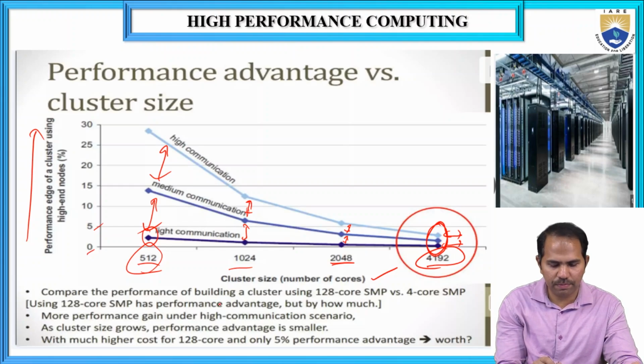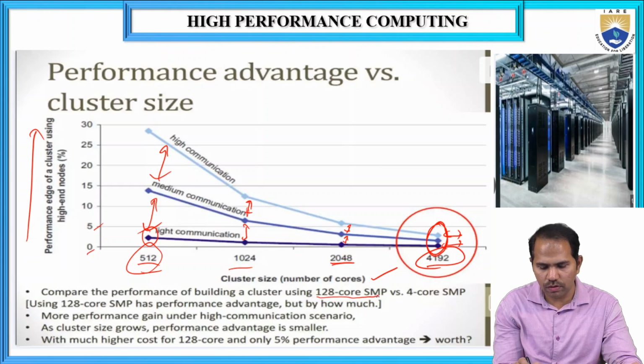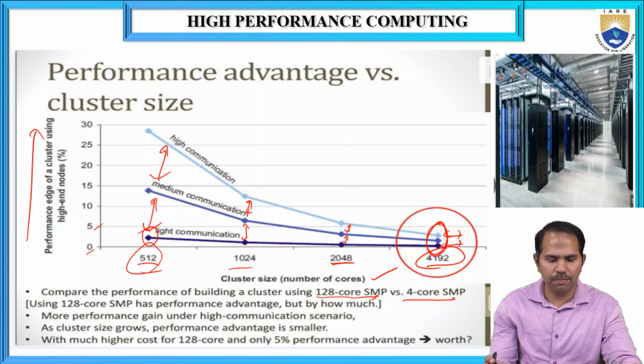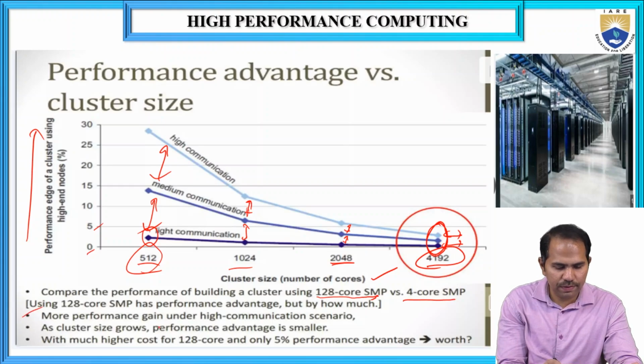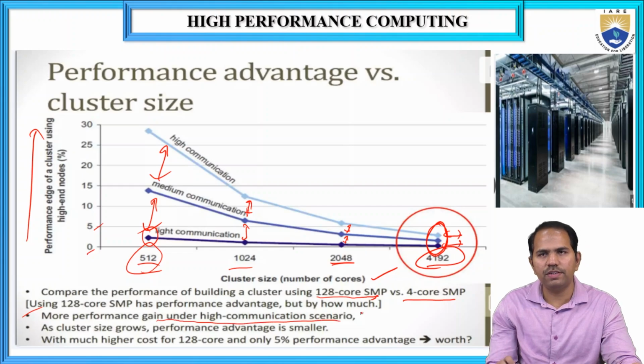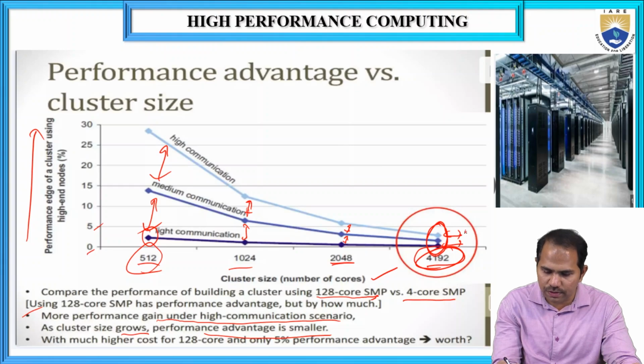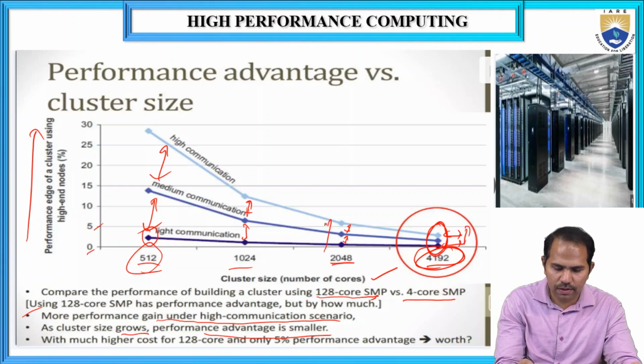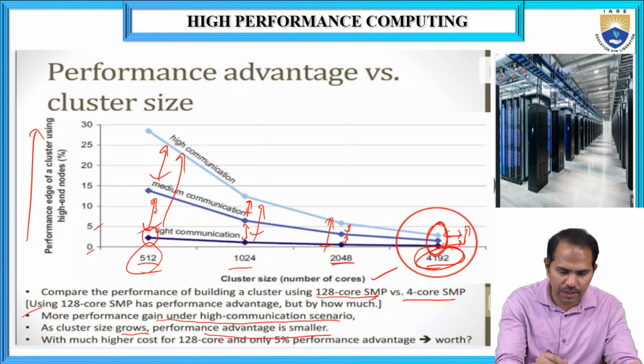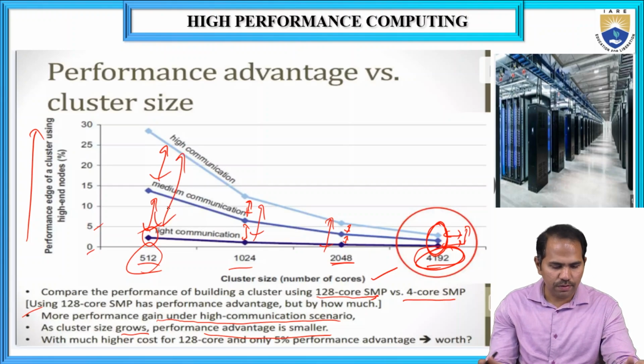Now here we compare the performance of building a cluster using 128-core SMP, symmetric multiprocessor systems, versus 4-core SMP. There is more performance gain under a high communication scenario. As cluster size grows, the performance advantage is small. At 4000 systems the advantage is small. If it is a lesser number, the communication gap may be large, but as the cluster size grows, the gap shrinks.